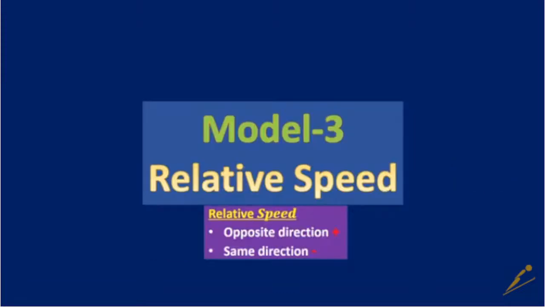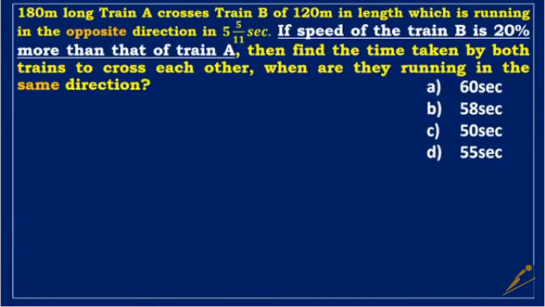Model 3. Relative speed. Example 1. A 180 meter long train crosses train B of 120 m in length, which is running in the opposite direction, in 5 and 5/11 seconds. If the speed of train B is 20% more than that of train A, then find the time taken by both trains to cross each other when they are running in the same direction.